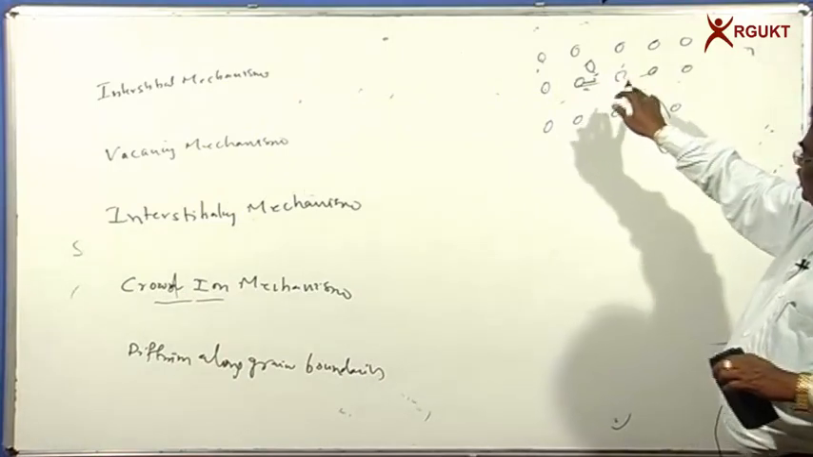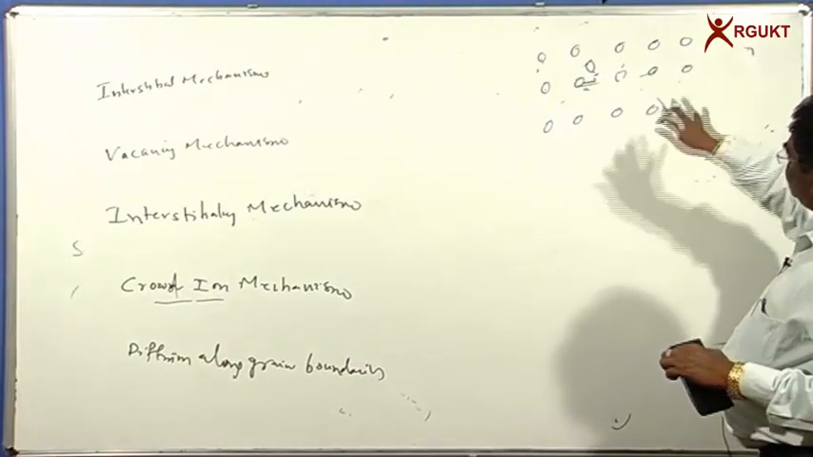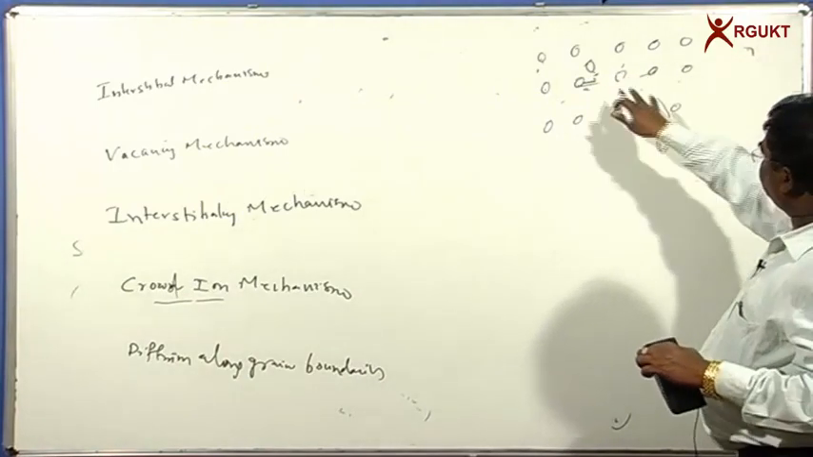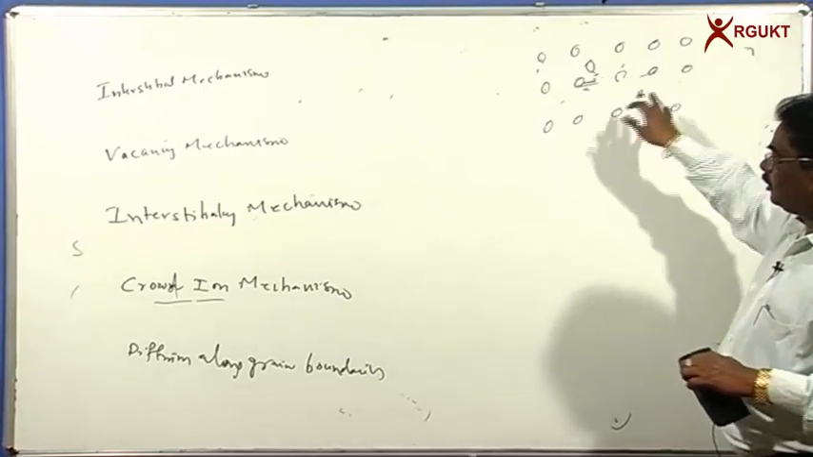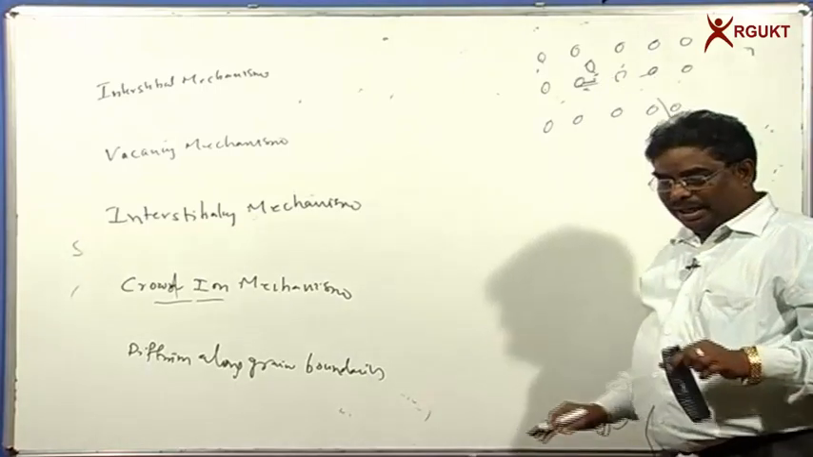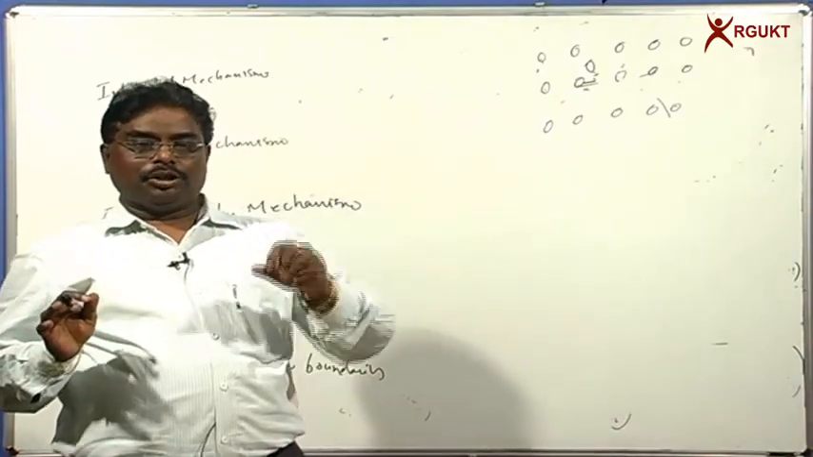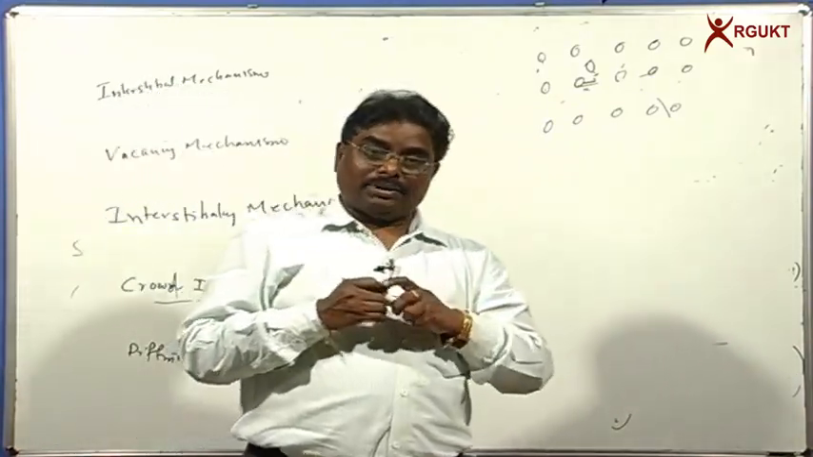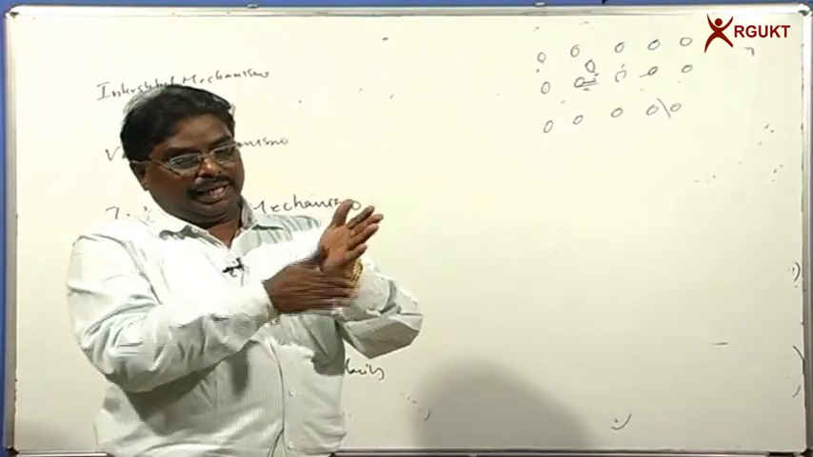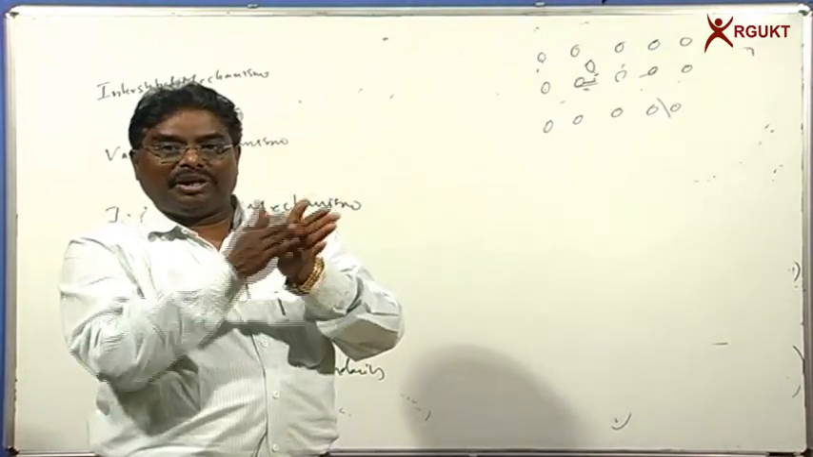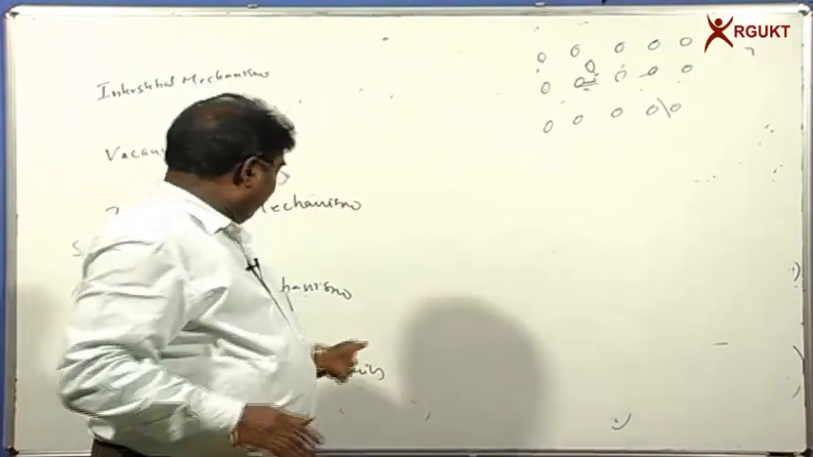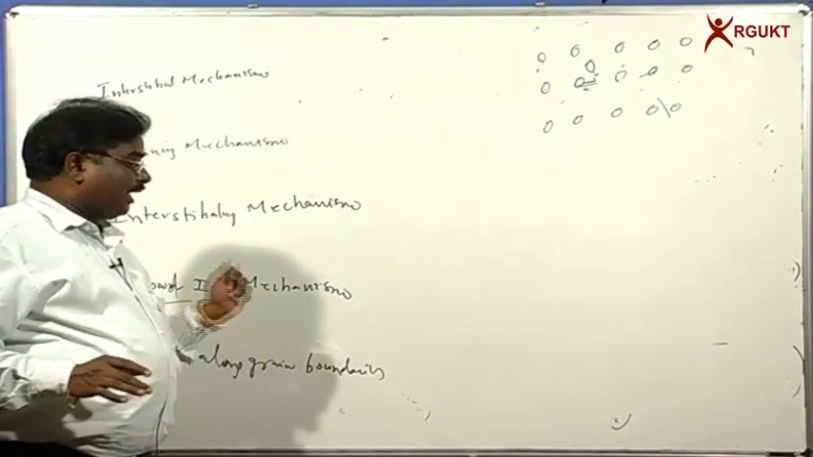When an extra atom is there, this atom pushes the other atoms, and ultimately diffusion is going to take place. In the case of diffusion along the grain boundaries, we have single crystals and we have multi crystals. When you talk about multi crystals, along the surface there will be some sort of diffusion going to take place. That is what we call diffusion along the grain boundaries.